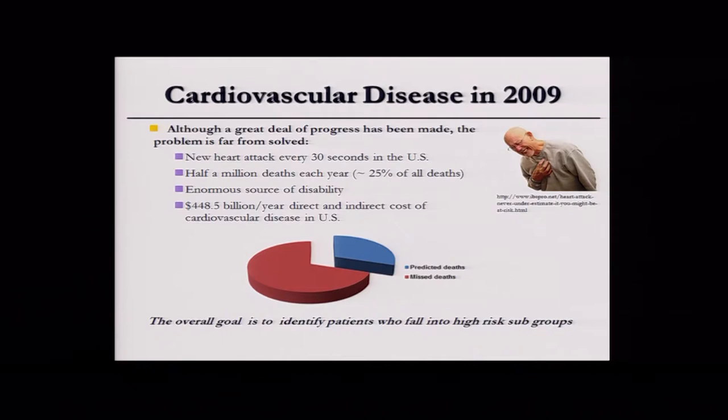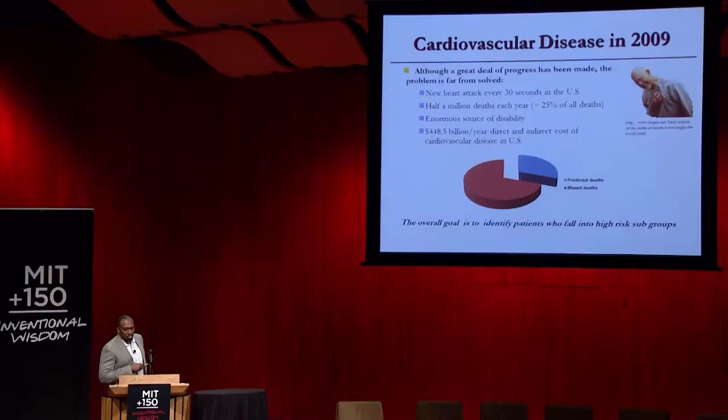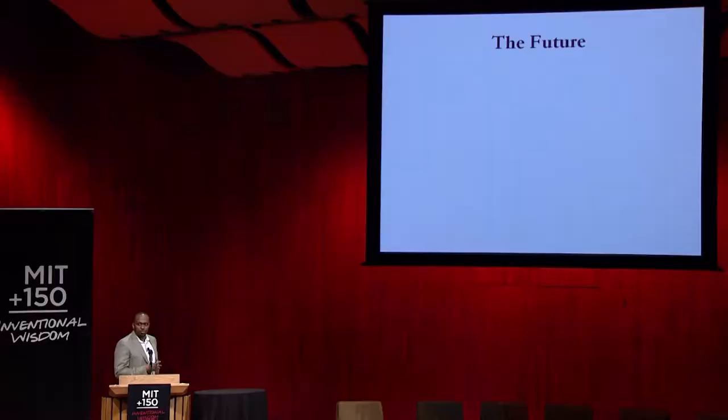If you look at all of the patients who've died from cardiovascular disease, we're able to predict a relatively small number of them. So the goal of cardiovascular medicine is really about risk stratification, that is, identifying high-risk patients so that you can intervene in a timely fashion to prevent adverse outcomes. So if you asked someone how to do this, you'd get different answers. How do we improve our ability to risk stratify patients?